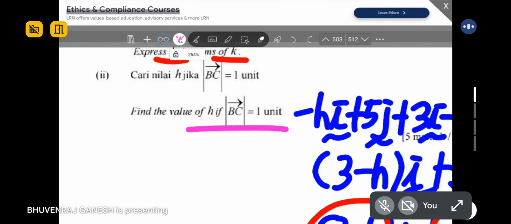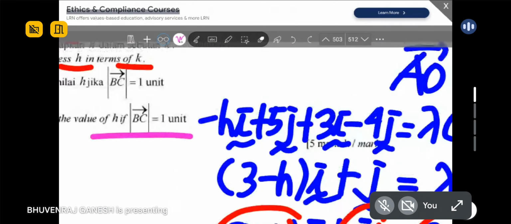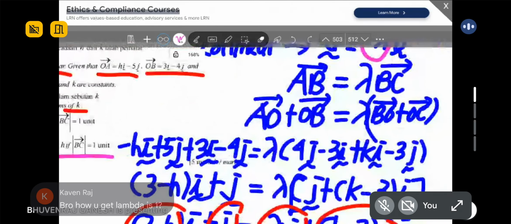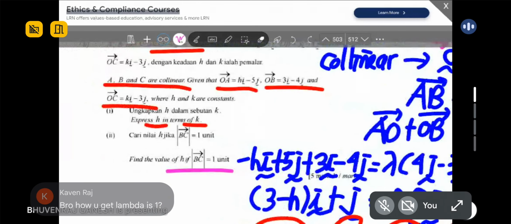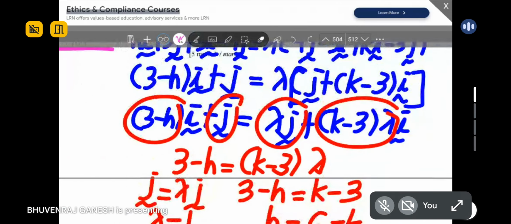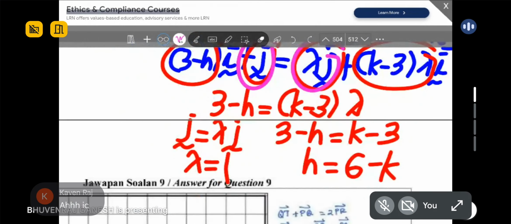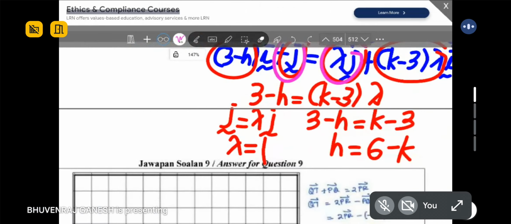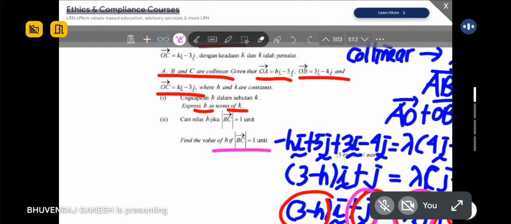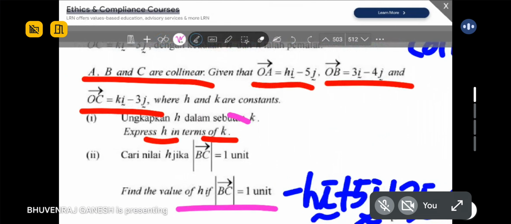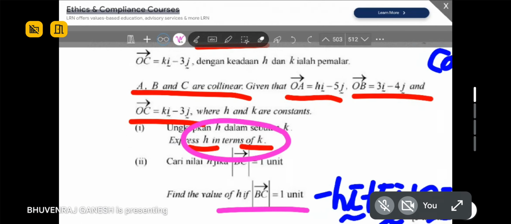So they tell you the magnitude of BC is equal to 1. Okay, so you need to find the BC vector. How do you get lambda is 1? This one? J equals lambda J. Can you see? So lambda is 1 based on comparison. Understand? This equation over here. That's all. You will get lambda 1 because the question says express H in terms of K, so you need to know the value of lambda first. Then only you can solve the next equation. So that's the concept.